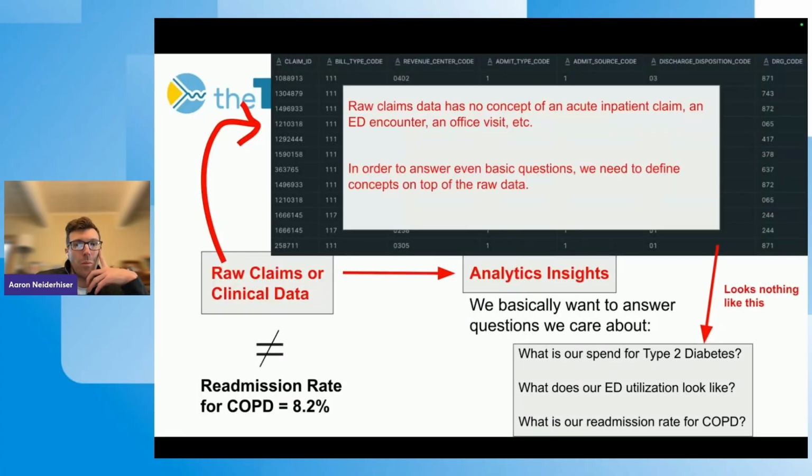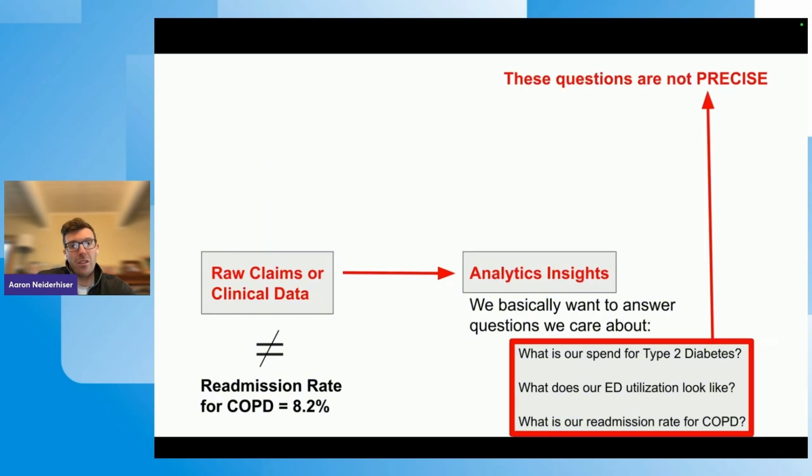And so the solution to this problem, going from raw data to analytically useful data, is to define analytically meaningful concepts on top of the data. And as you're probably getting a sense of here, we don't just need a couple of concepts. There's actually a whole universe of concepts that we need to build on top of this data. And so that was really the inspiration for starting the Tuva Project.